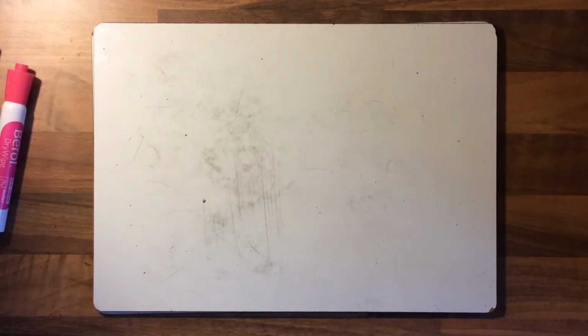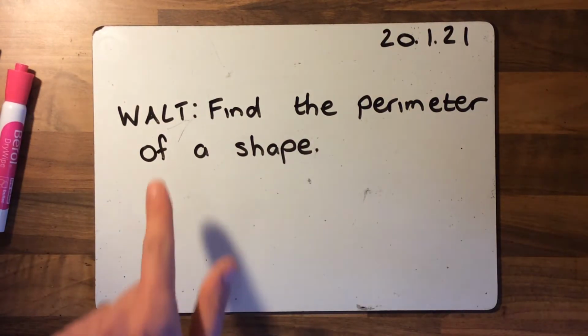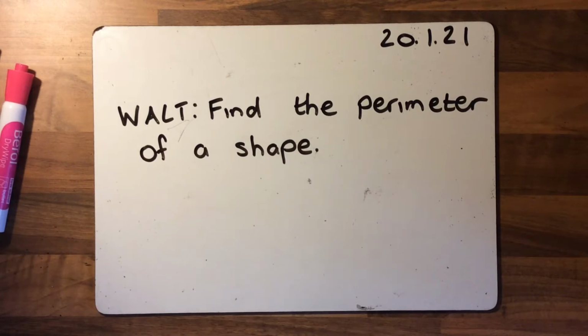Okay, year six. So it's time for your maths lesson today. And today what we are going to be looking at, we are learning to find the perimeter of a shape.